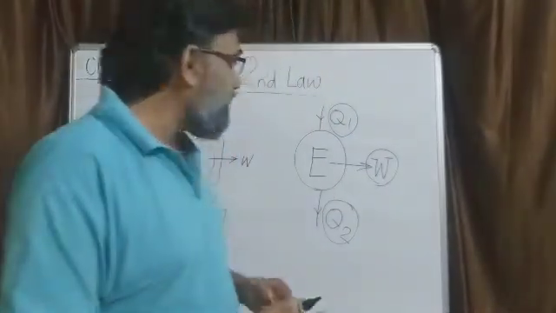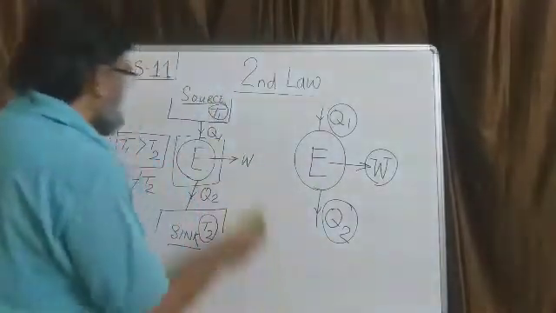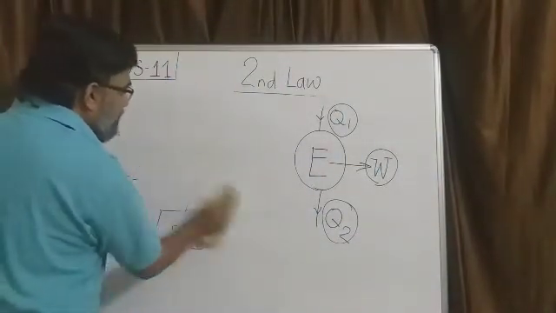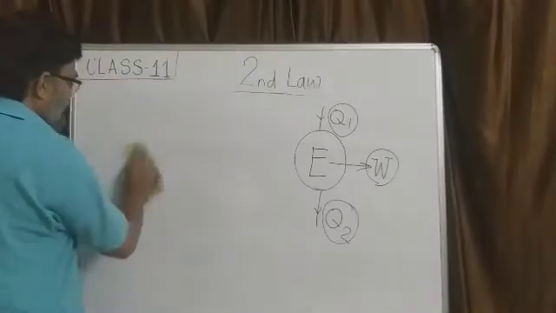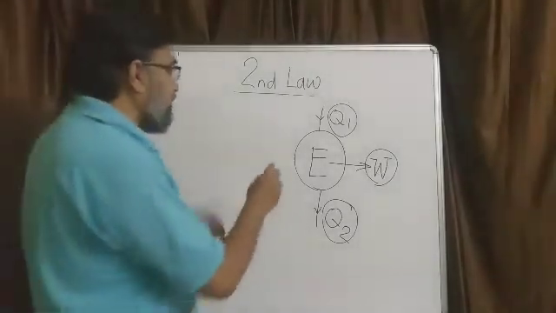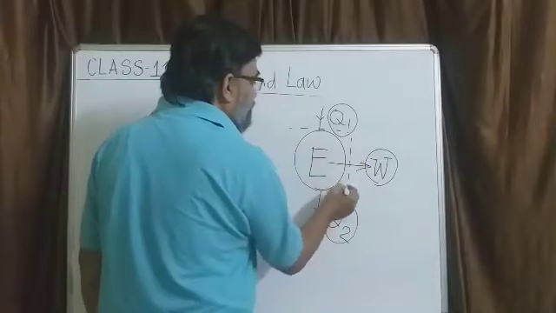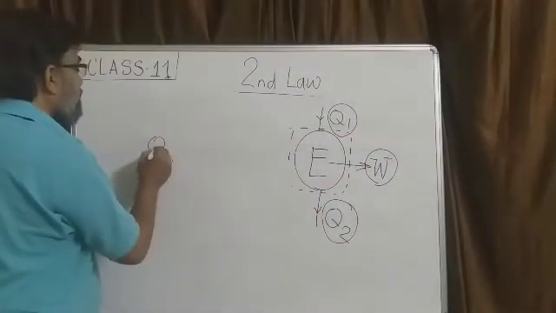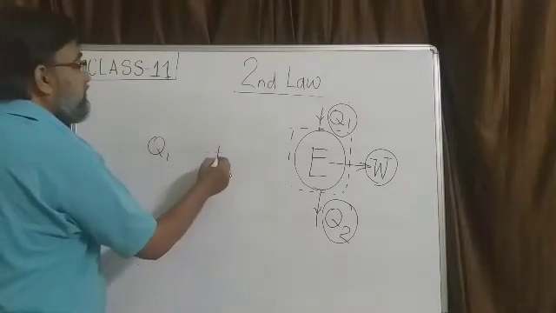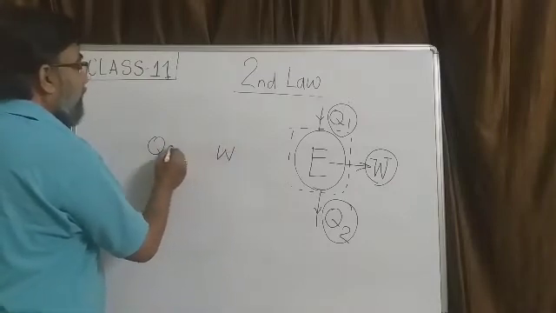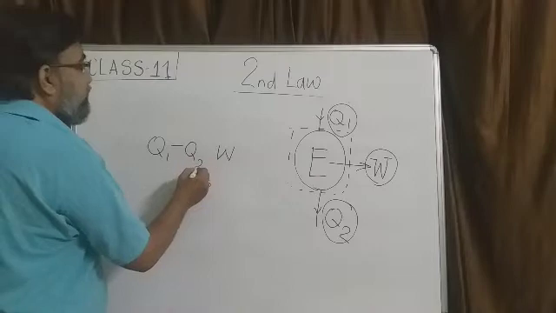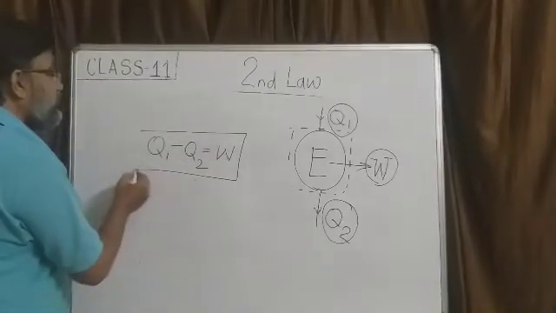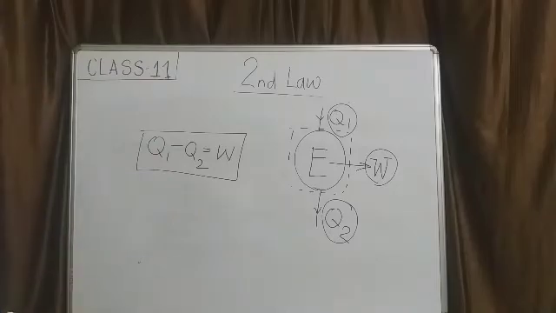So what is the net heat transfer here? Net heat transfer is Q1 and Q2, one of them is plus, one of them is minus. Which one is plus, which one is minus? If you take this as the system, then what is the energy input? Q1. What is the energy output? W. And what is the heat going out? Q2. So W is Q1 minus Q2.